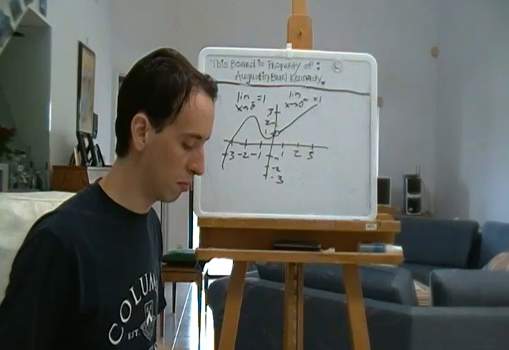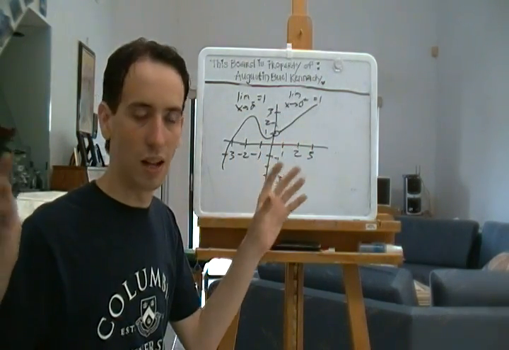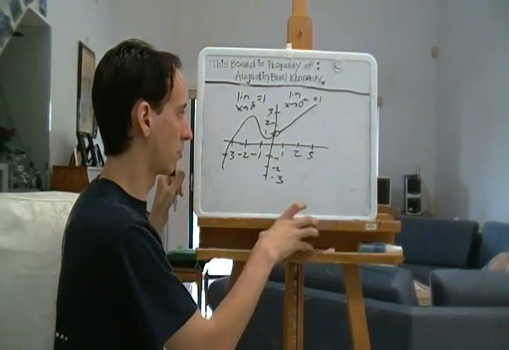Which brings us to the theorem. Like I said, if both sides have limits that agree, the limit exists.